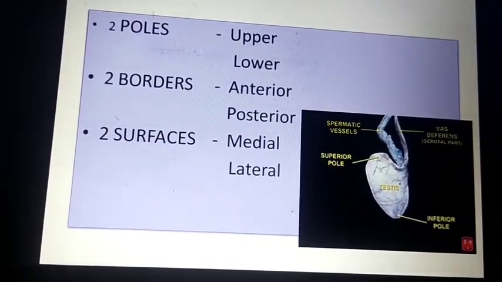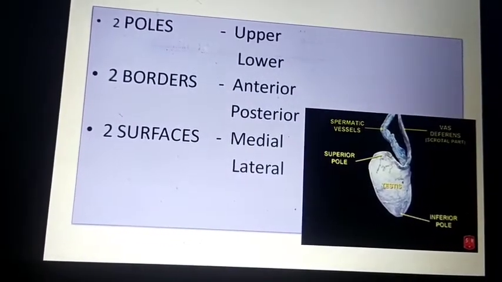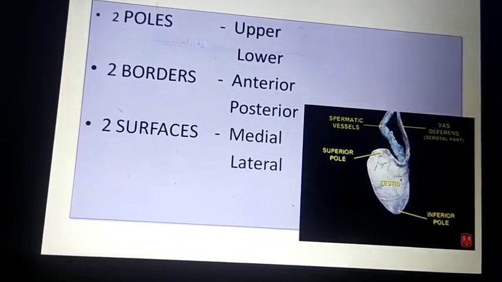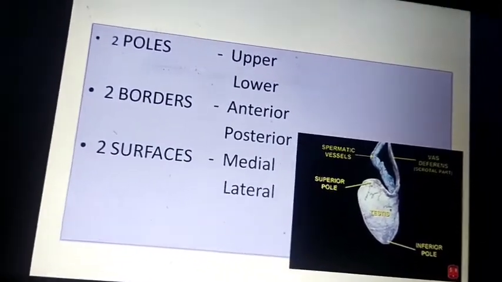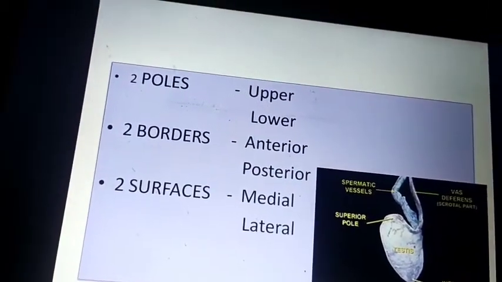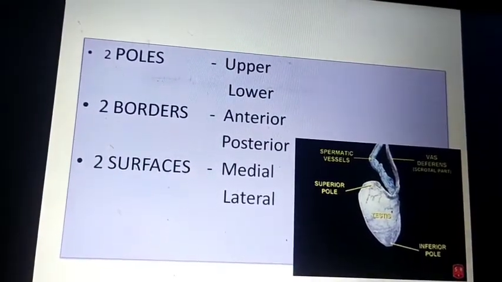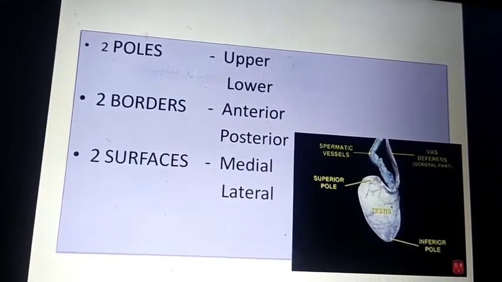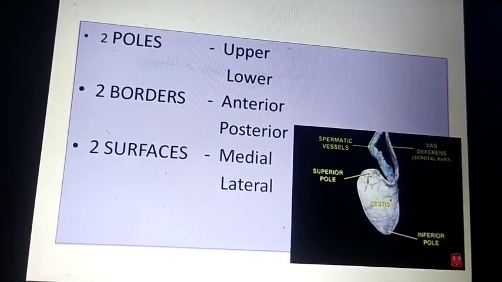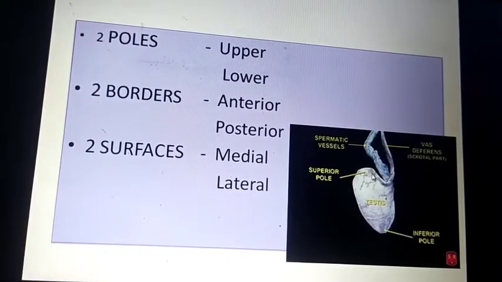It has two borders: one is the anterior border, another one is the posterior border, and it has two surfaces, medial surface and lateral surface. Okay, these are some morphology or external features of a testis. That is, two poles, upper and lower, or superior and inferior, and two borders, anterior and posterior. See, this is the superior and this is the inferior. This is the anterior border and this is the posterior border.